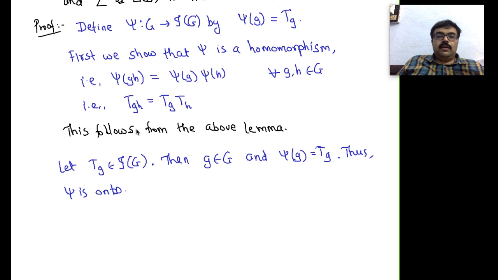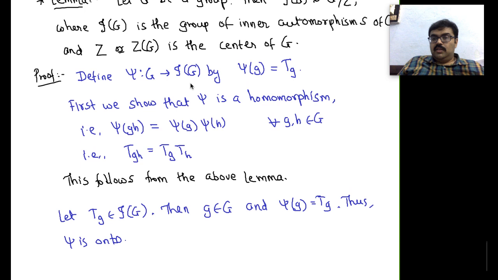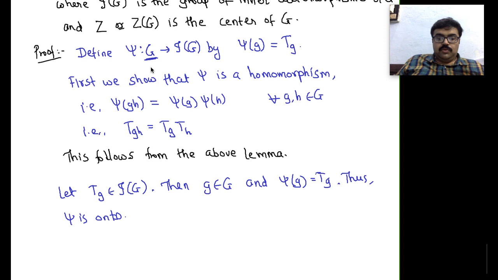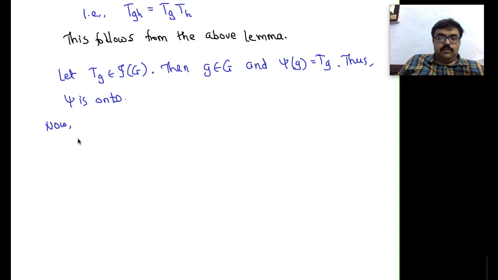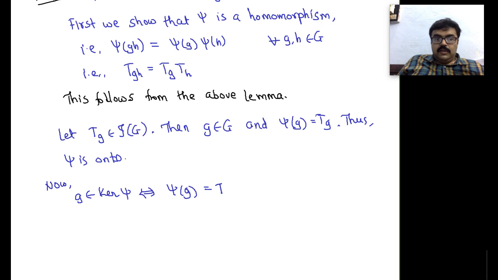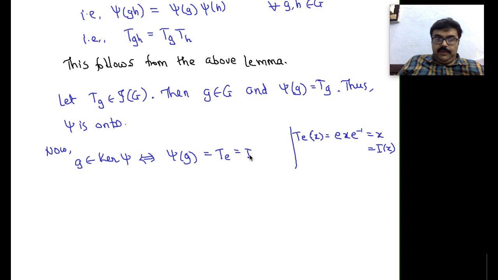Now, what is the kernel? That is the last thing that remains. Then we are ready to apply the first isomorphism theorem. Psi is onto, and now the kernel of psi is a subset of the domain. So g belongs to the kernel of psi. This implies psi of g is the identity. What is the identity of this? It is Te. What is Te? Te of x is e x e inverse equals x. So this is nothing but I of x. So psi of g is I, the identity automorphism.